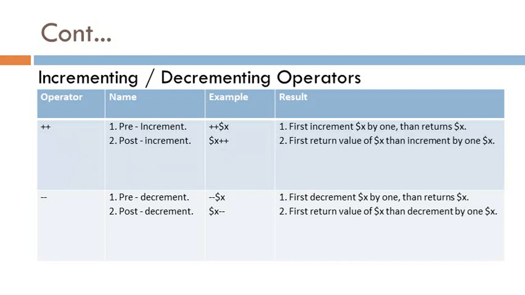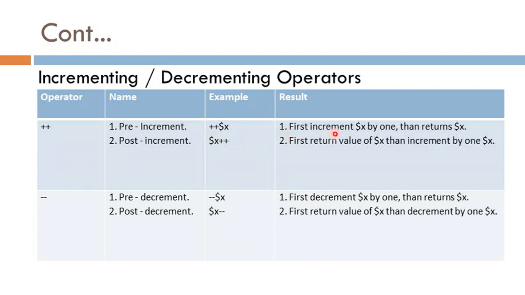Now next operator is increment or decrement operator. Here two operators are there, plus plus operator and minus minus operator. Plus plus operator is called increment operator and minus minus operator is called decrement operator. Again in plus plus, two forms are there, pre-increment and post-increment. Pre-increment means it is written as operator symbol first then variable name, and in post, first write variable name then operator.